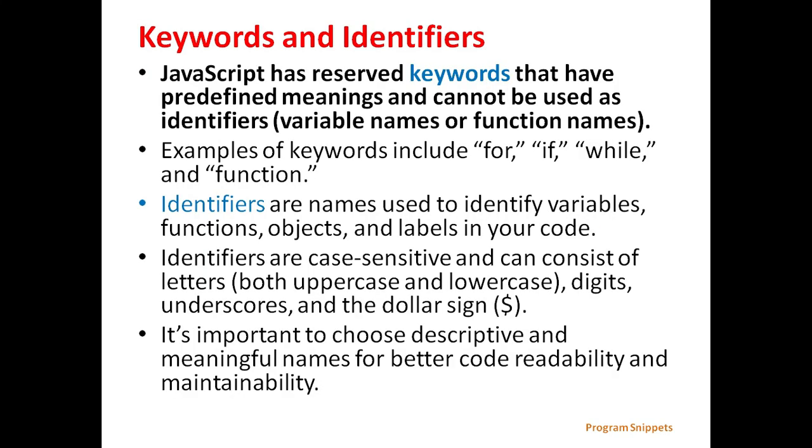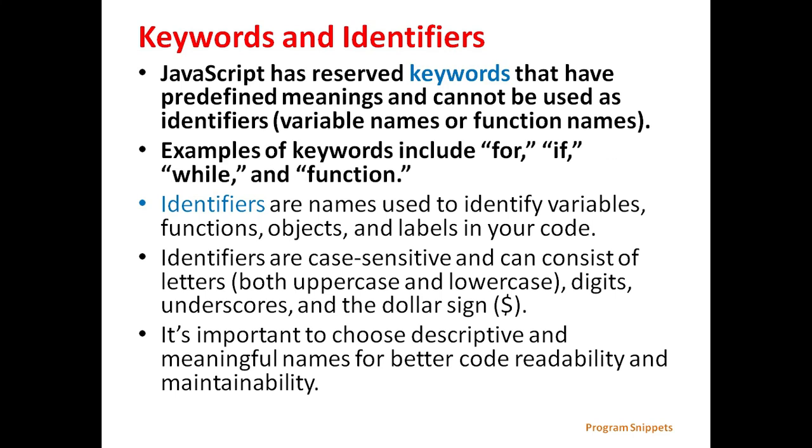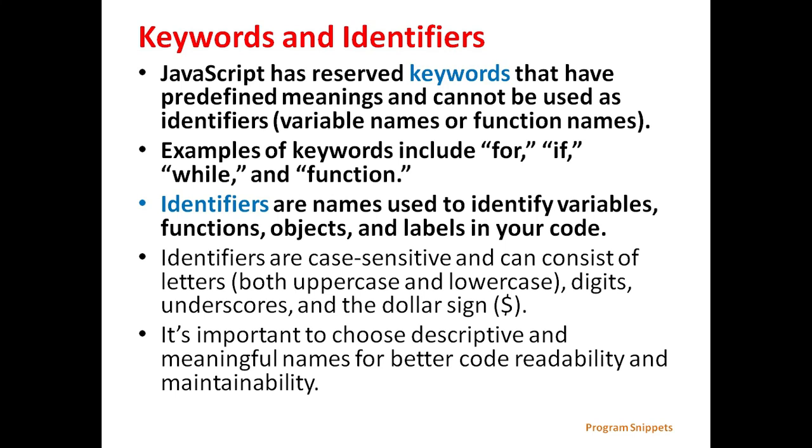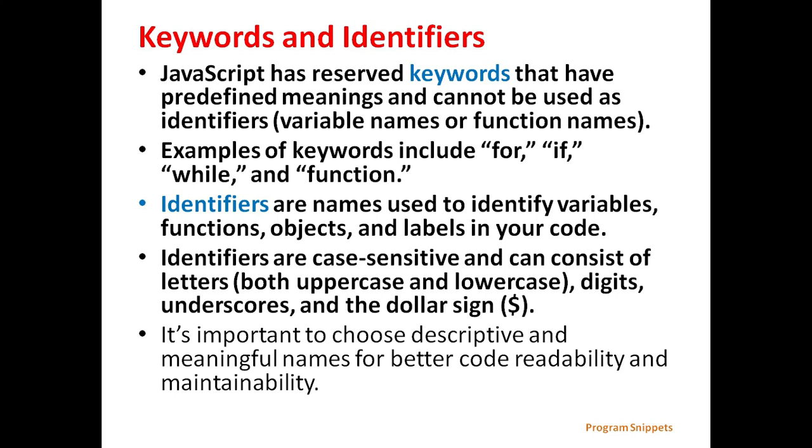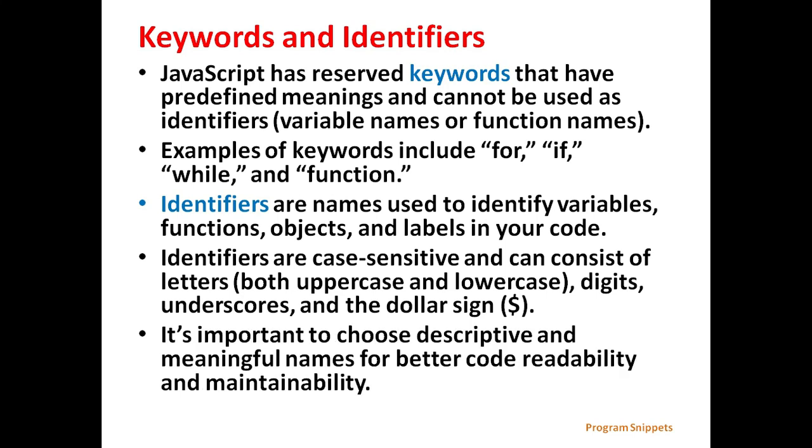JavaScript has reserved keywords that have predefined meanings and cannot be used as an identifier. Examples of keywords include for, if, while, and function. Identifiers are the names used to identify variables, functions, objects, and labels in your code. Identifiers are case sensitive and can consist of letters, digits, underscores, and $ sign. It is important to choose descriptive and meaningful names for better code readability and maintainability.